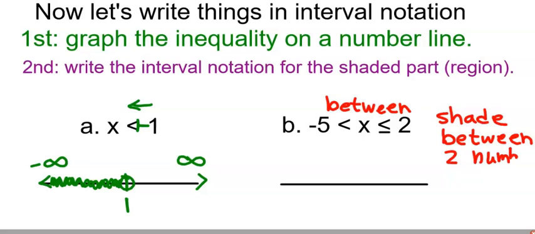All right, so we're going to do that. With this part here, we're going to shade between these two numbers. So on a number line, we're going to put -5 here. We're going to put 2 here. We have an open circle right here on -5. That's a less than or equal to, so that's a closed circle on 2.